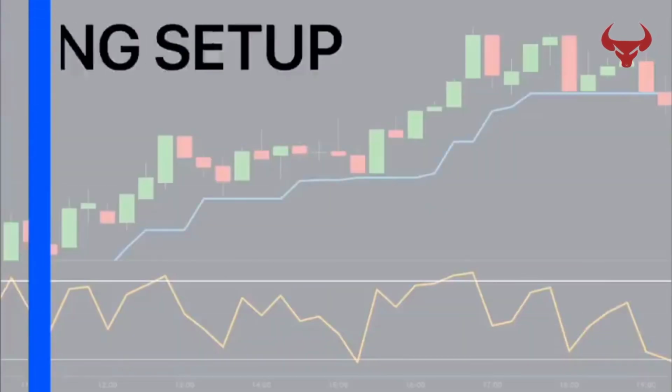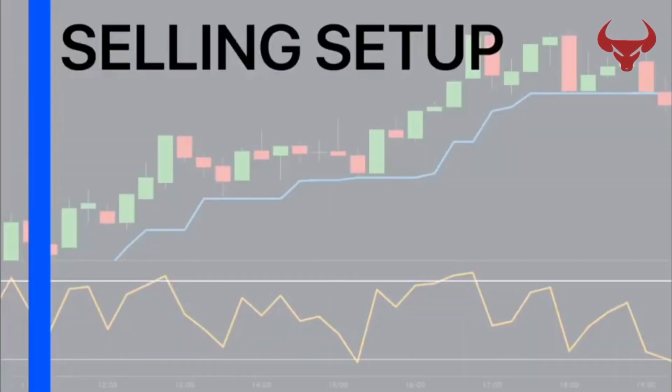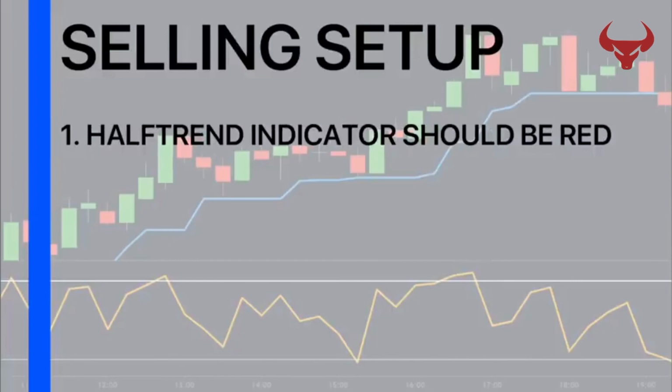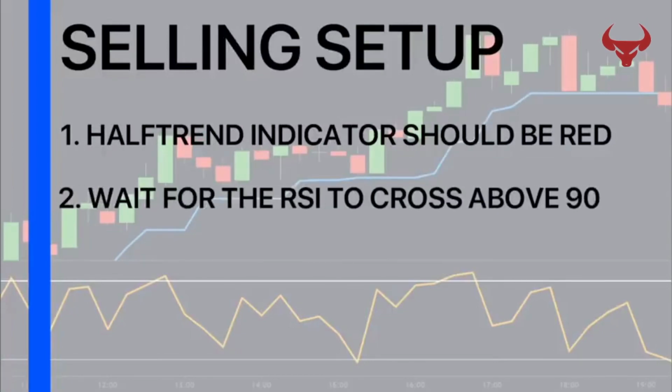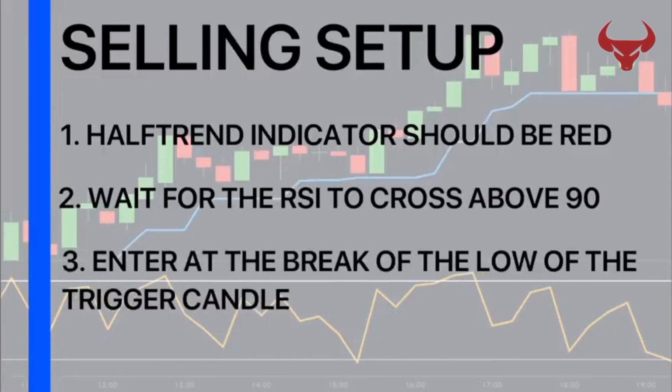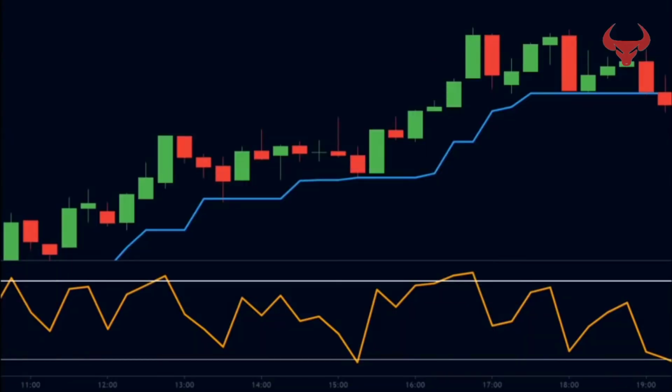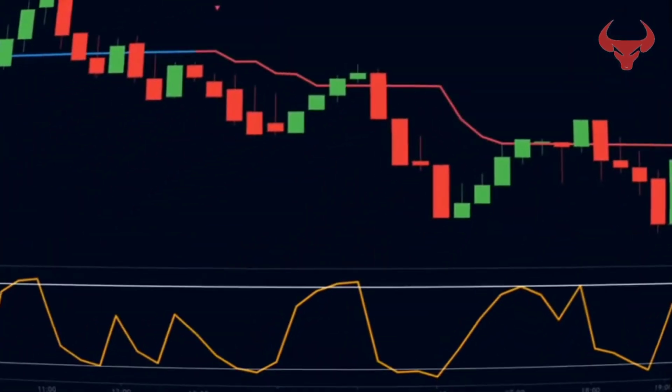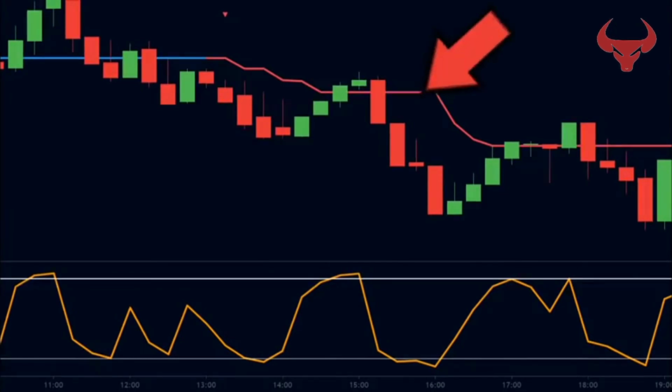Now let us look at the rules for selling. Rule number 1. The half-trend indicator should be red. Rule number 2. Wait for the RSI to cross above 90. Rule number 3. Enter at the break of the low of the trigger candle. Here is an example.